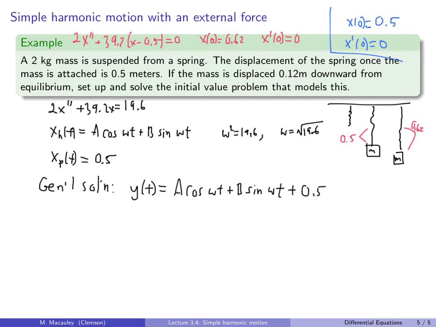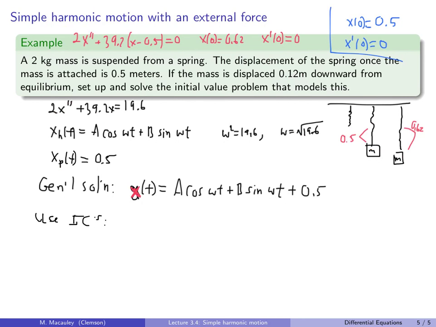So let's use the initial conditions. So the first one, oh, I said y of t. I'm so used to that. I should say x. Should be x of t. Does that look like an x to you? Well, what if I made that red? X of t. Okay, there.